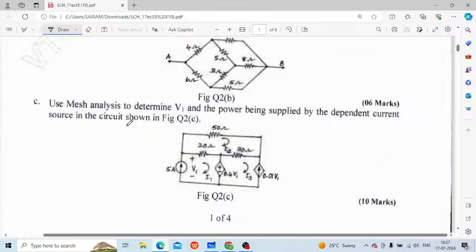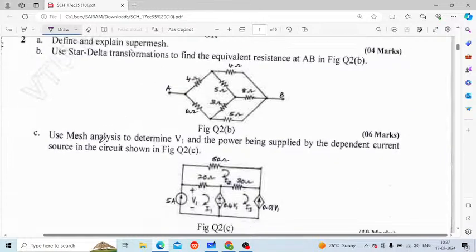Okay, yeah. So see here students, what is going to happen is that you use mesh analysis to determine the V1 and the power being supplied by the dependent current source in the circuit as shown in the figure. You have to determine the V1. Where is V1 present? V1 is present over here.